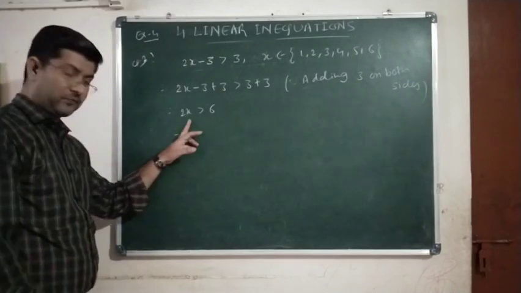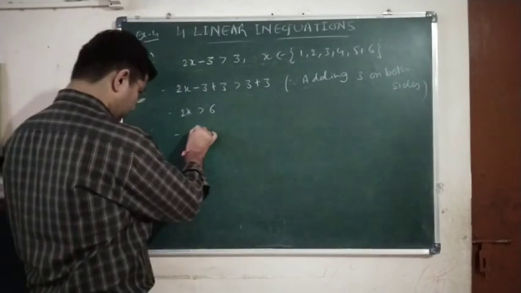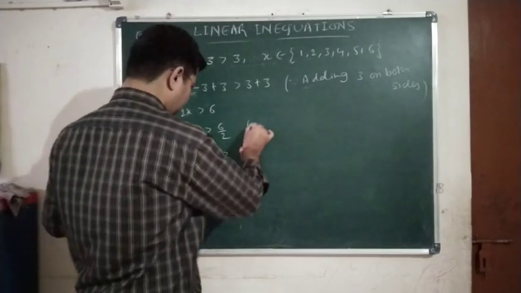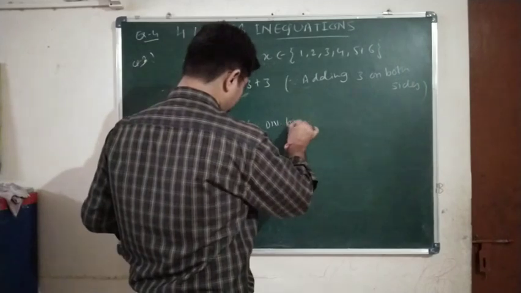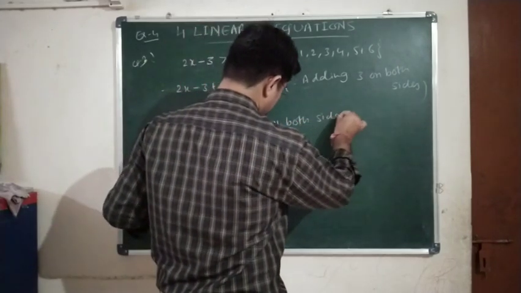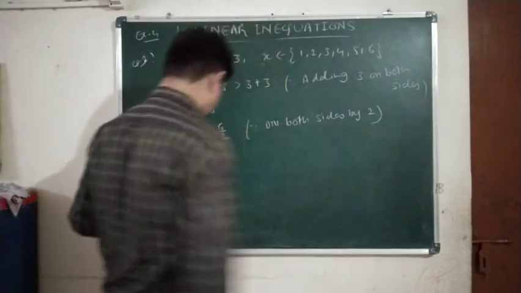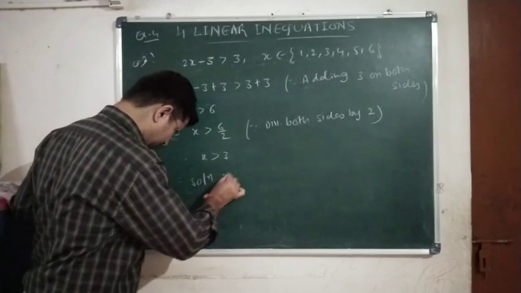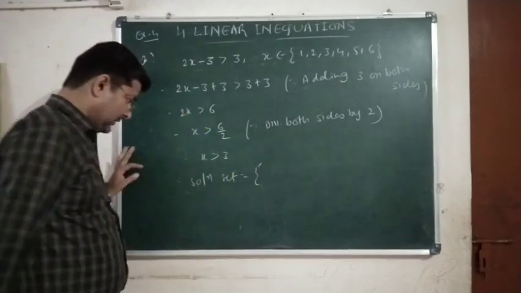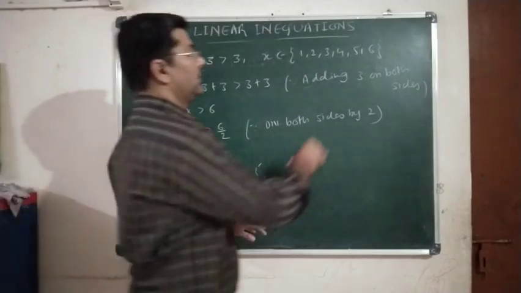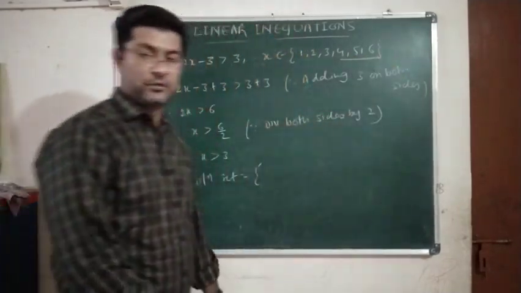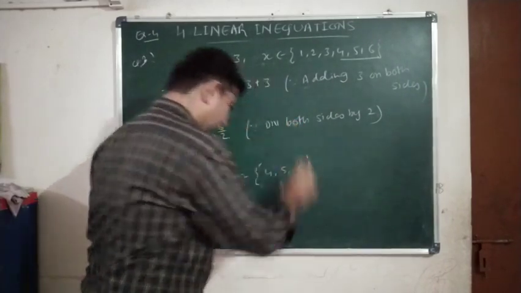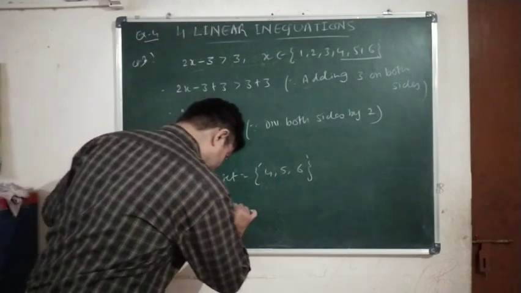Now in order to find x, we will divide both the sides by 2. So x is greater than 6 by 2. Therefore x is greater than 3. Dividing both sides by 2. Clear? Okay, now let us find out the solution set from the given replacement set. Okay, x greater than 3. So take all the numbers which are greater than 3. Which are those numbers? Obviously 4, 5 and 6. So our solution set contains 3 numbers: 4, 5 and 6.